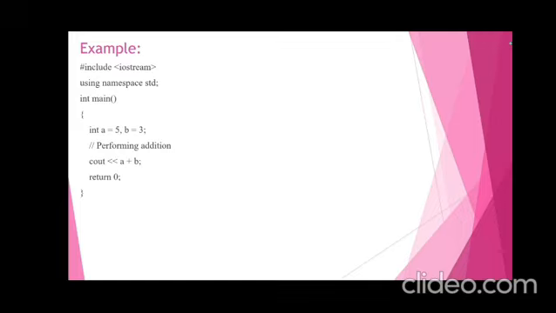The statement cout << a + b calculates the sum of the two variables and displays the result on the screen. Finally, return 0 indicates that the program has executed successfully and terminates properly. This example demonstrates how the main function contains the core logic of the program and controls its execution.